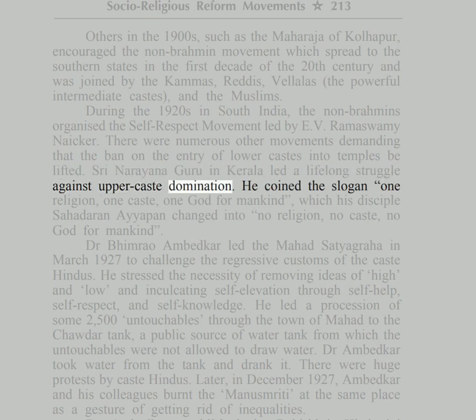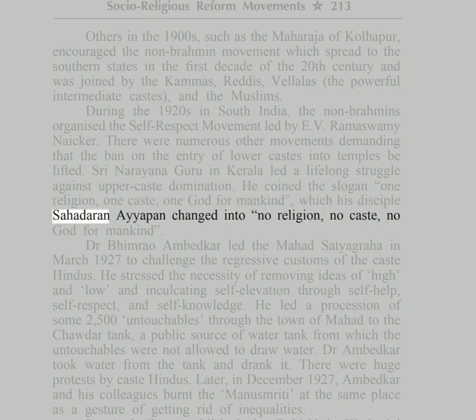He coined the slogan, "One religion, one caste, one God for mankind," which his disciple Sahodaran Ayyappan changed into, "No religion, no caste, no God for mankind."